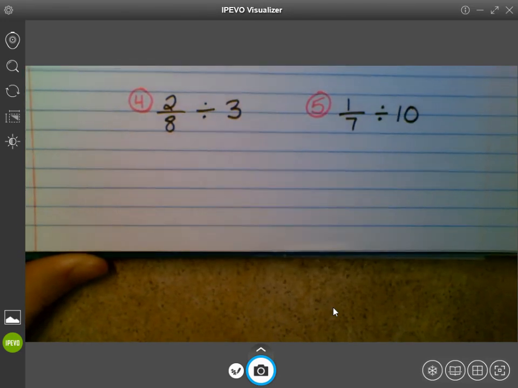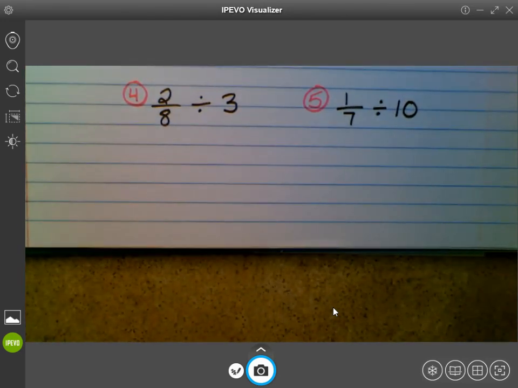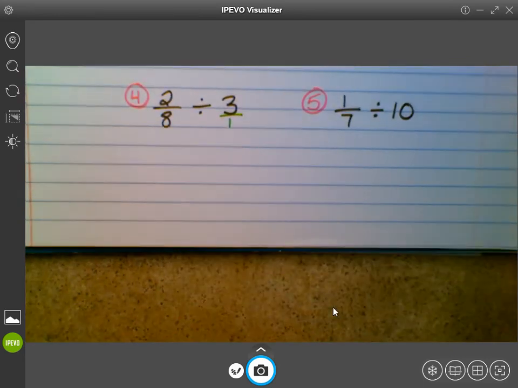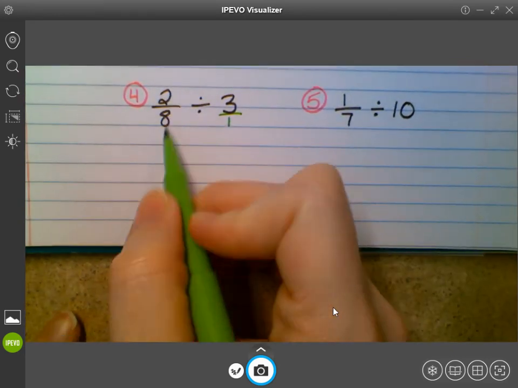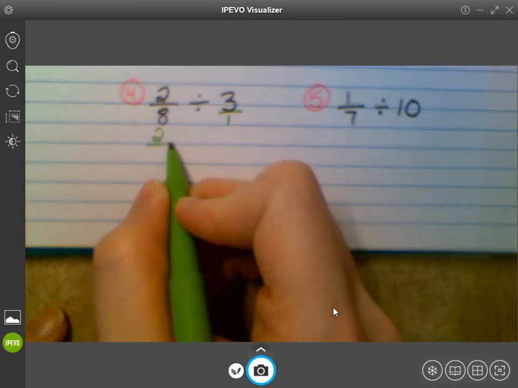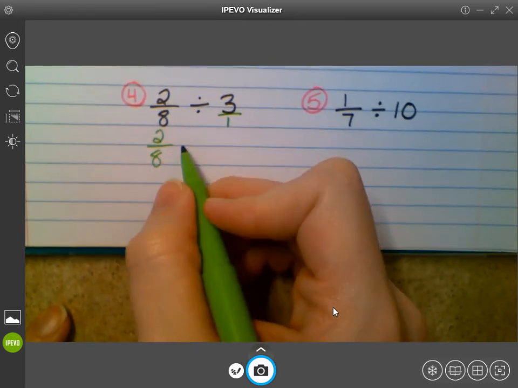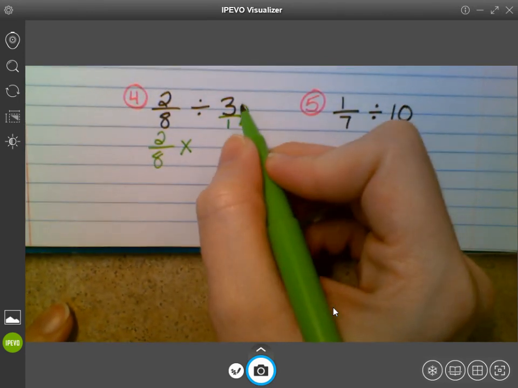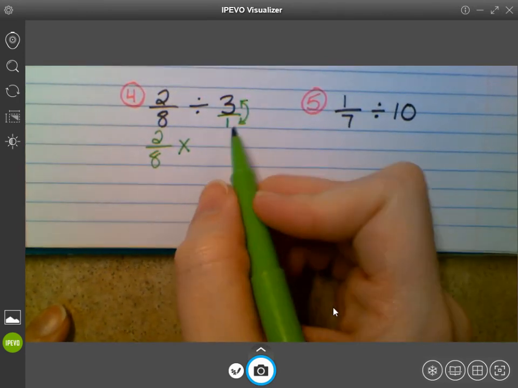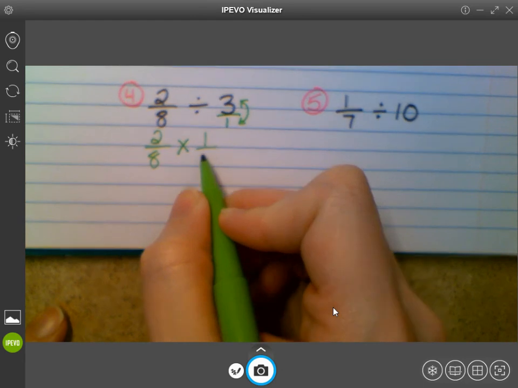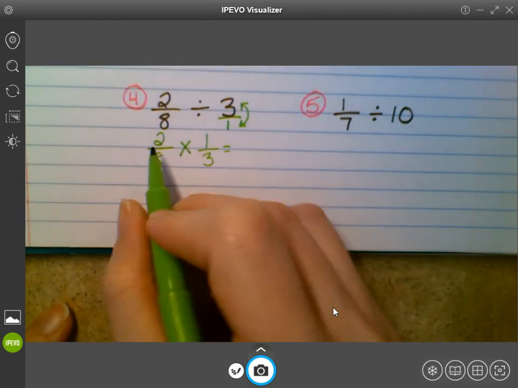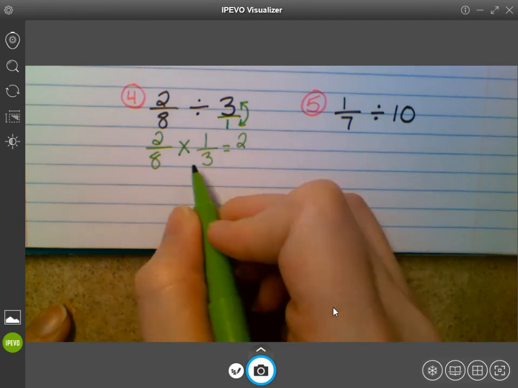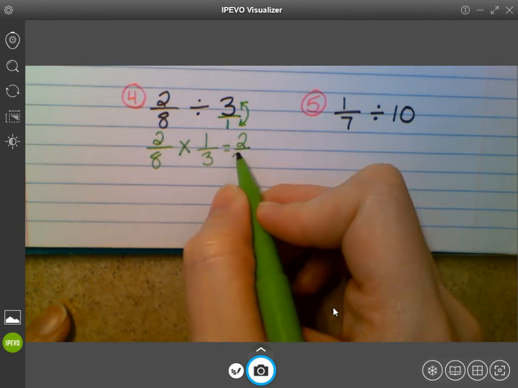Okay, so then we had number 4. So number 4, I need to convert my whole number into a fraction. So I do this right away. Then I keep my first fraction the way it is. I change my division symbol into multiplication. And I flip my second fraction to where it's the reciprocal. So 3 over 1 is 1 over 3. Multiply across. 2 times 1 is 2. 8 times 3 is 24.